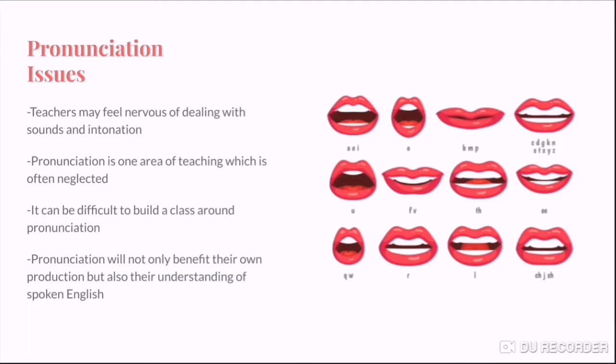First, we have pronunciation issues. With pronunciation, most English language teachers prioritize the study of grammar or vocabulary. They use predictive skill activities to get students to become agile in listening and reading.